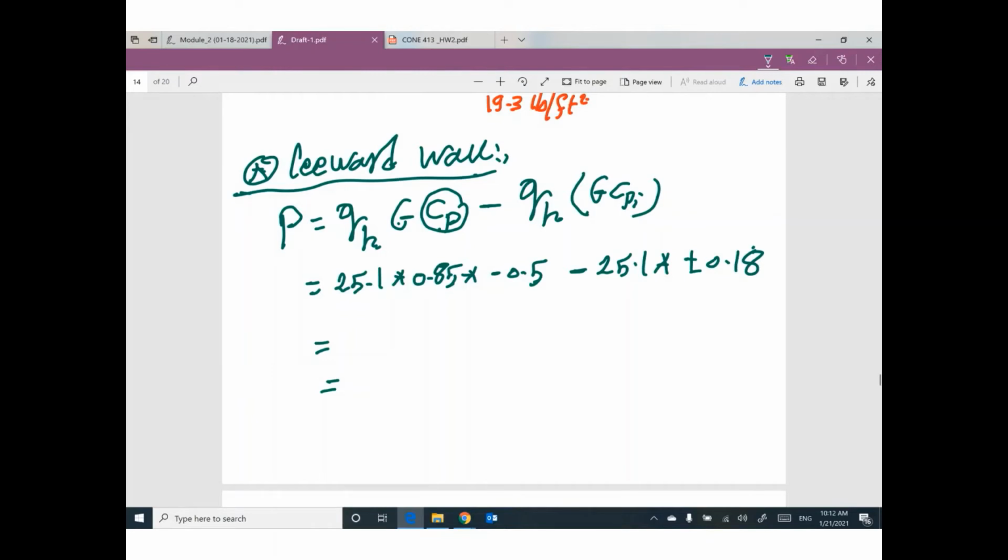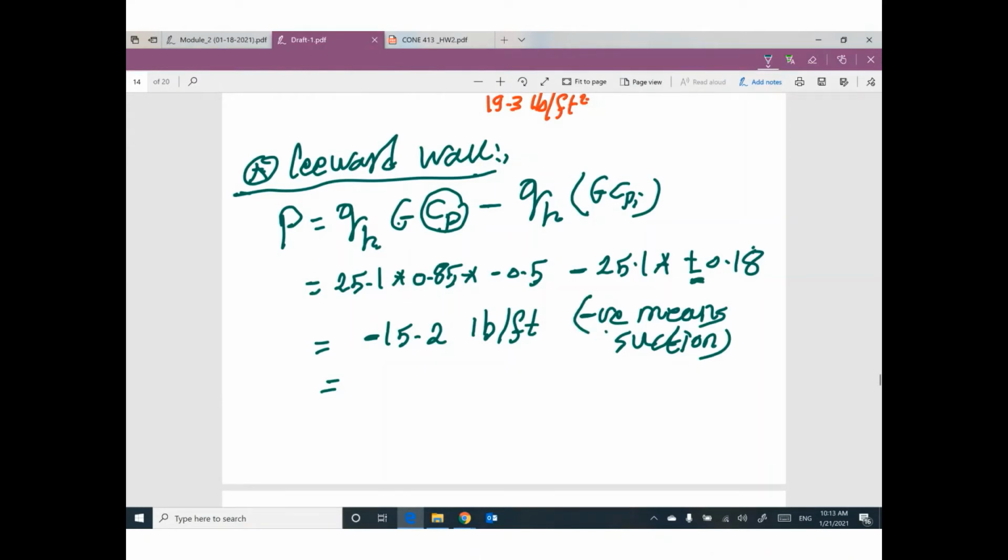So 25.1 times 0.85 times negative 0.5 minus. Let's start with the minus one. 25.1 times 0.18. This one will be negative 15.2 pounds per square feet. Negative means suction. That makes sense.